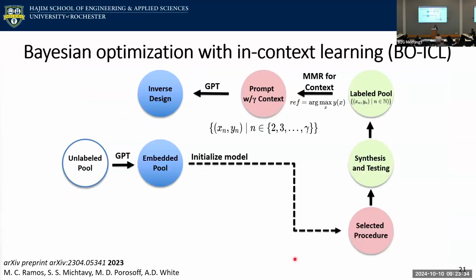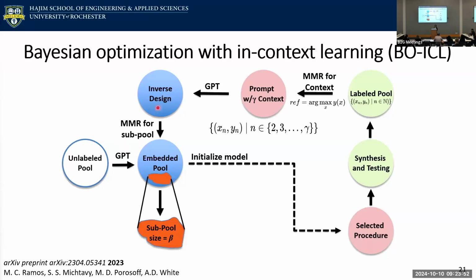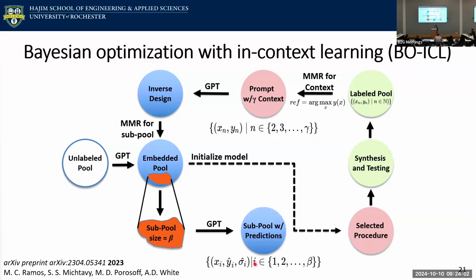And so once we have the inverse design experiment, we could, in theory, run that experiment, but here we were starting with a pool of pre-existing data. So what the inverse design came up with might not actually be in the pool. So what we do here is we run max marginal relevance again, comparing the linear distance between the embeddings of the inverse design and what already exists in the pool to come up with a subpool of about 12 to 16 experiments that we then feed into GPT for predictions.